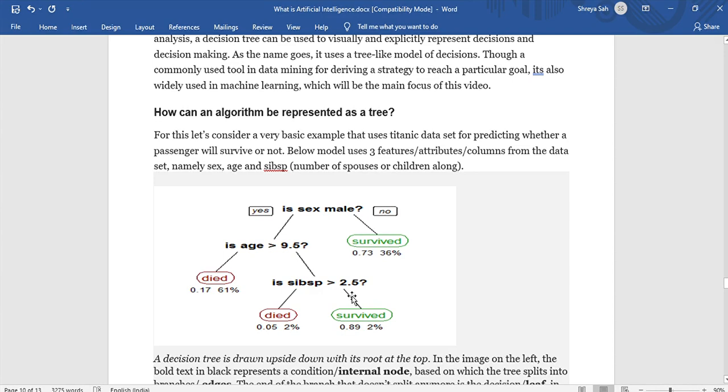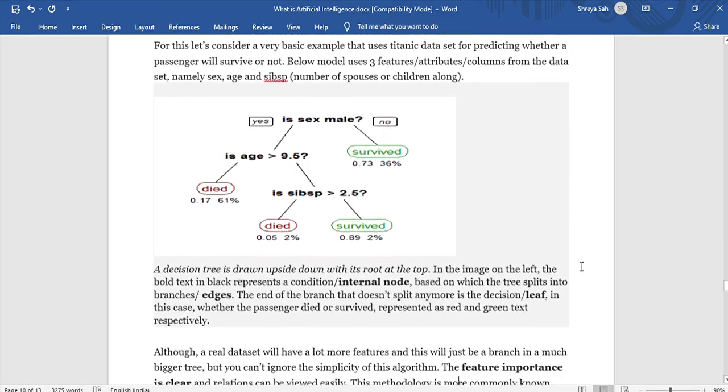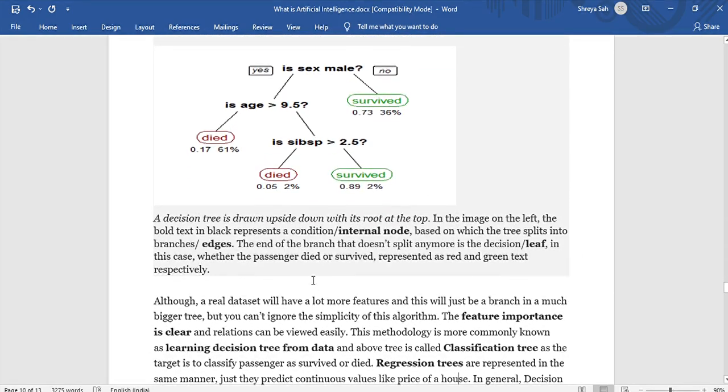So this is just for the representation. Okay, we need not go into the depth of this particular data set to understand decision trees. This is just used for representation, to show how the model of a decision tree looks. Okay, so moving on, a decision tree is drawn upside down with its root at the top.